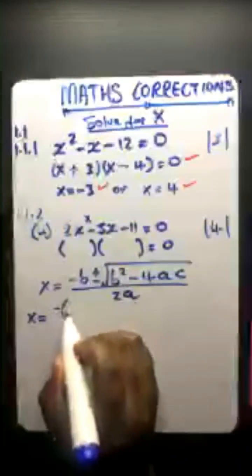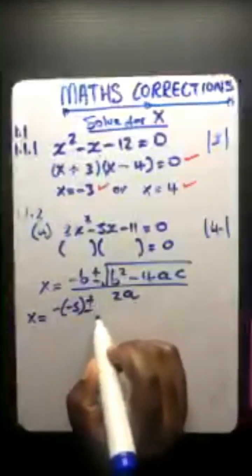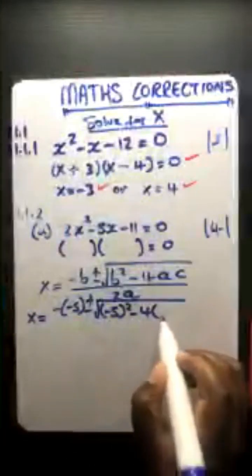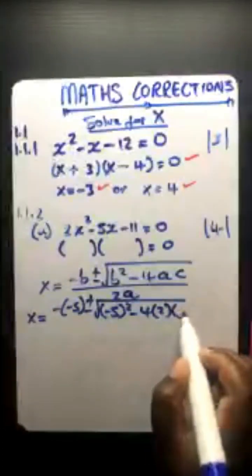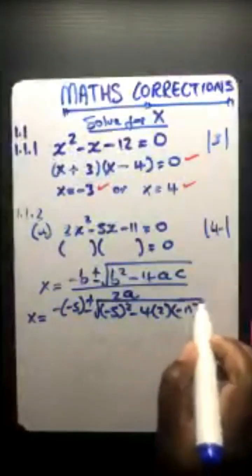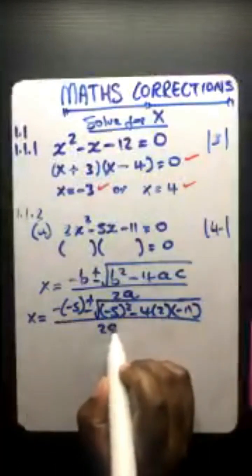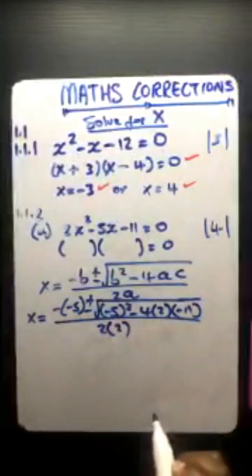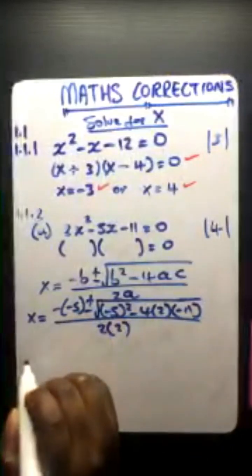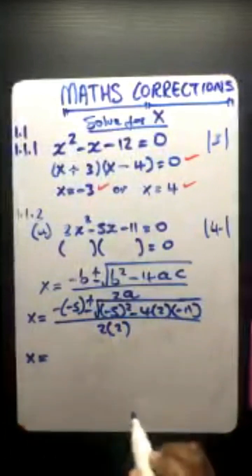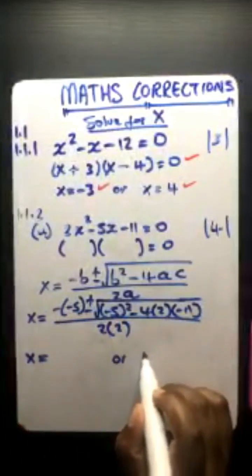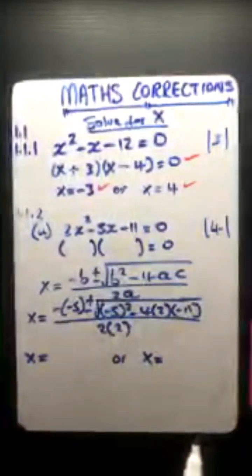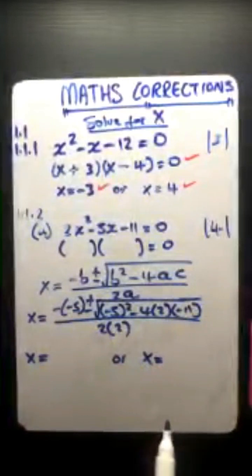What is negative b? Negative b is negative 5. Then I have plus or minus the square root of b, which is negative 5 squared, minus 4. What is a? A is 2. What is c? C is negative 11. You close all of that, divided by 2a. And then our a is actually 2. So now I know that I'm going to have two values. Can someone also on your side punch all of that with a positive sign, and then we see what you guys are getting there?